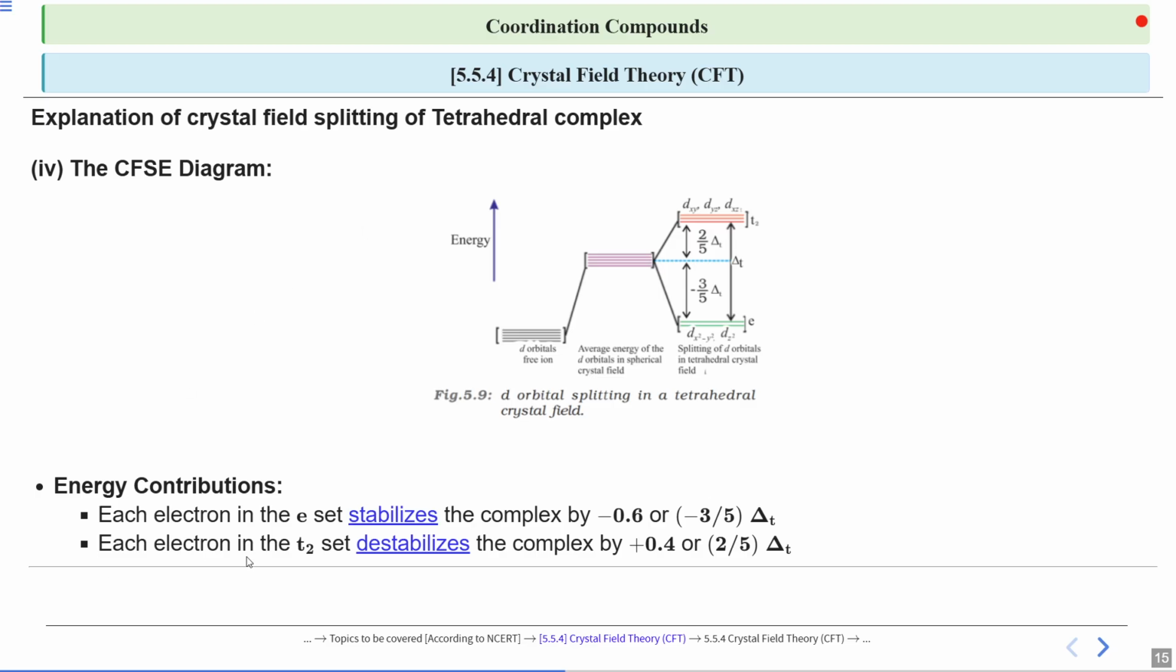Each electron filling the T2 set destabilizes the complex by positive 0.4, or 2 by 5 of delta T. Each electron with this much energy destabilizes the complex. Why do we use destabilize? Because this is a positive, higher energy for the electrons. That means the complex will be destabilized.